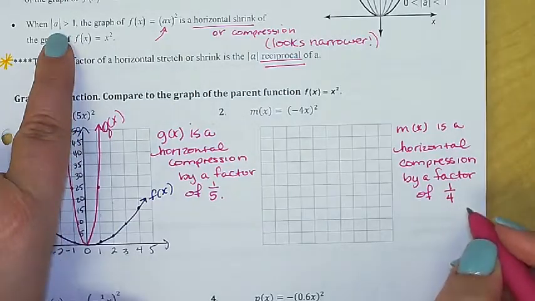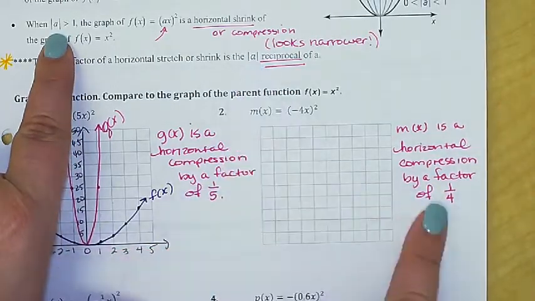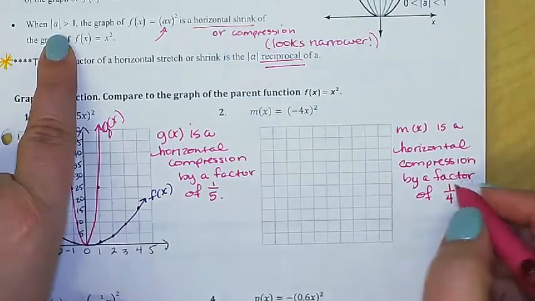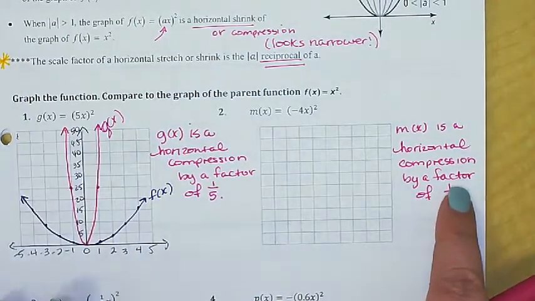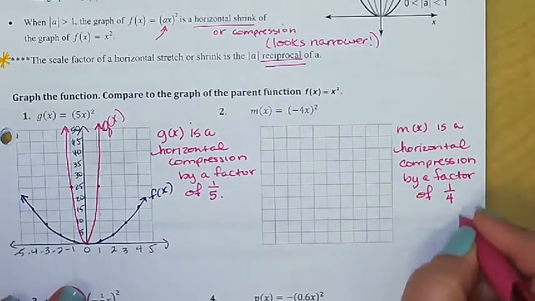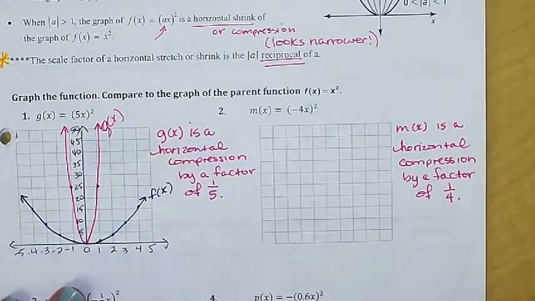You don't have to worry. Remember, it's the absolute value. So we drop the negative. We're not worried about the sign. The sign is not going to have any effect. Your compression or shrink factor should always be a positive number. So keep that in mind.